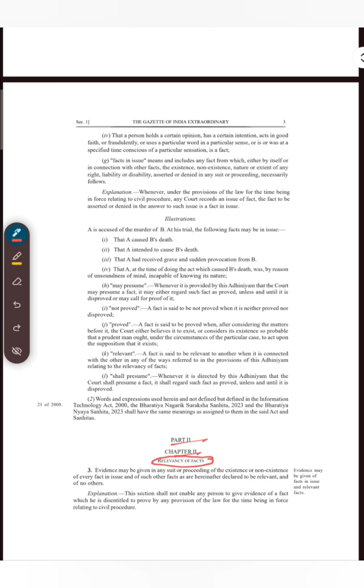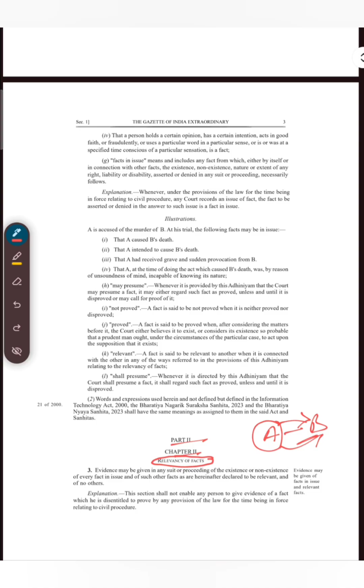Today also let us start in layman's terms. Let us understand what is the meaning of relevancy of fact. See, if there is a case between A and B, A is charging B for the theft of a jewelry. In that case, A has the burden of proving the liability of B. A has to prove that B has actually stolen the jewelry and therefore he shall be punished.